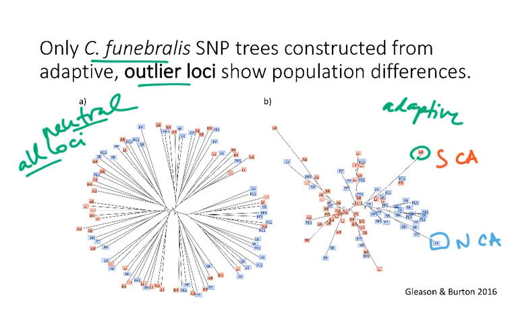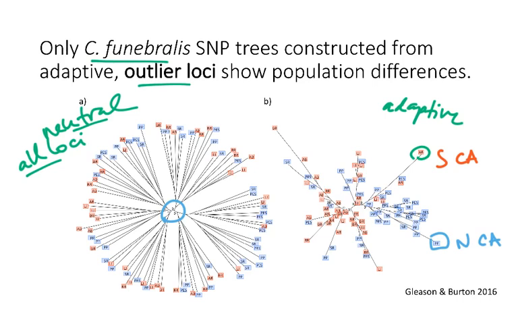And so overall, if we look here, the patterns are different for these different trees. And what I have here at the top, it says only SNP trees constructed from those outlier loci show population differences. So what I mean by that is if you look at this tree on the left, first of all, you may notice my bootstrap values are terrible. So take this with a grain of salt.